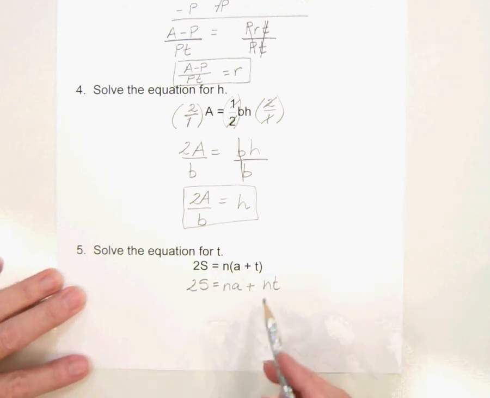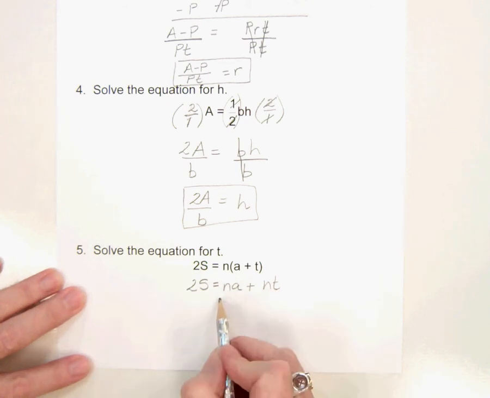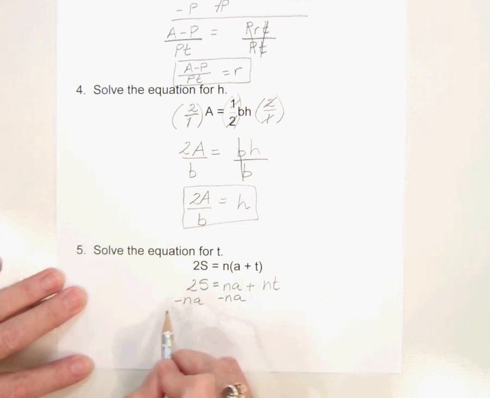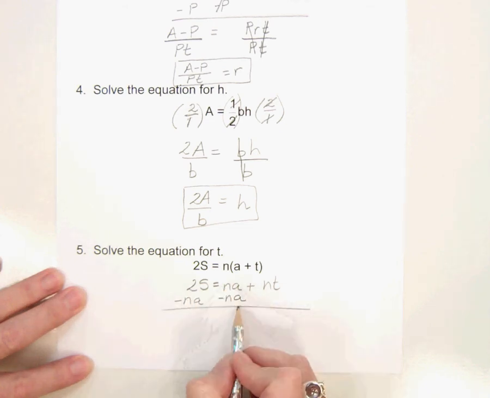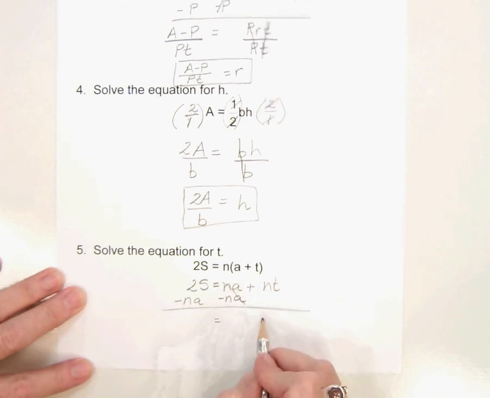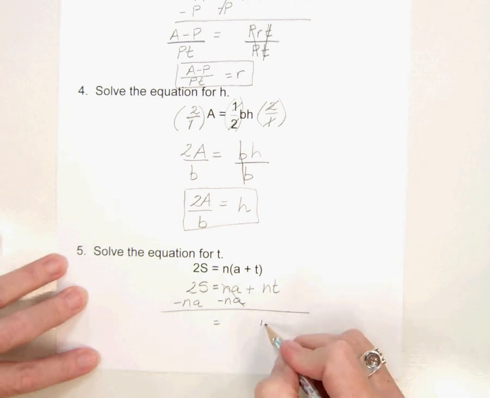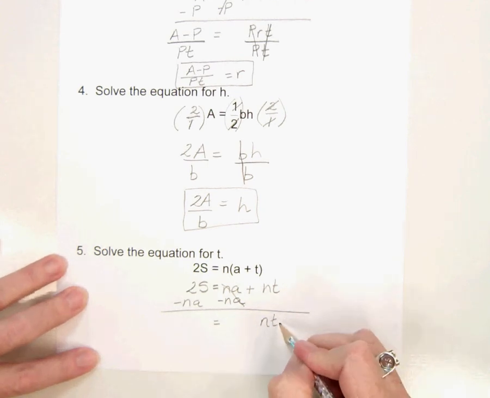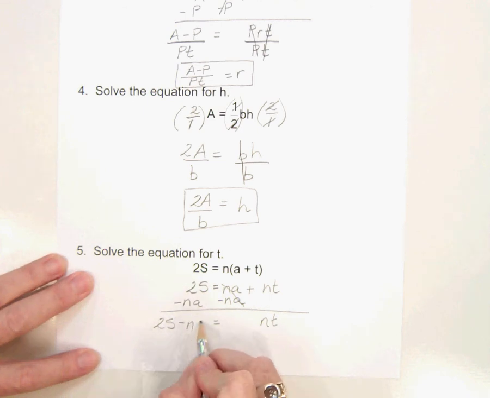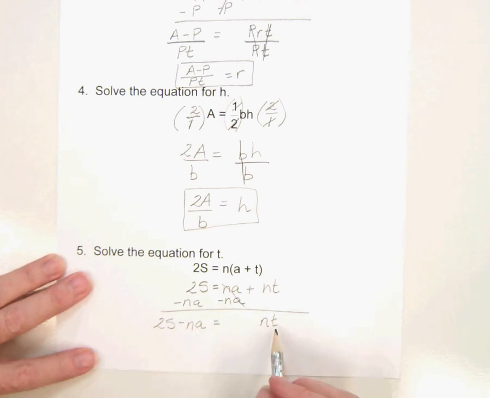So since we have multiplication and addition, we're going to move the addition first. We're going to create a 0 by subtracting NA. That entire term, NA minus NA, becomes a 0. So that leaves you with just N times T on the right side of the equation. And over here, since we don't have any values to replace these variables, we're just going to write it as 2S minus NA. And then now we're going to solve for T.